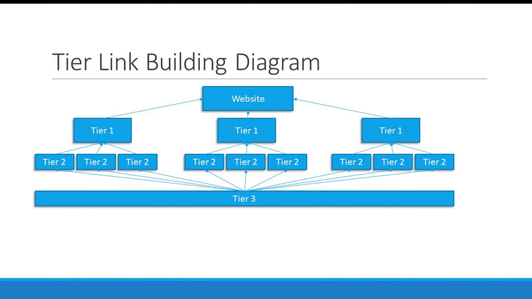So here's a diagram example where we've got our tier 3 pointing to our tier 2s, tier 2s pointing to the tier 1 pointing to the website. Quality, semi-quality, garbage. This is where you get in trouble. This stuff's all fine. This is essentially the white hat way of doing it anyway, but when you throw this tier 3 on there, that's where you get in trouble. So I want to show you guys an example of a way to do it.